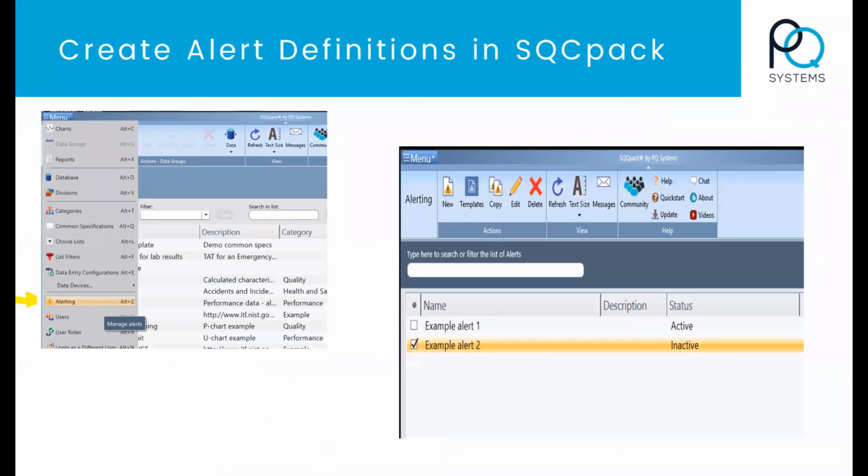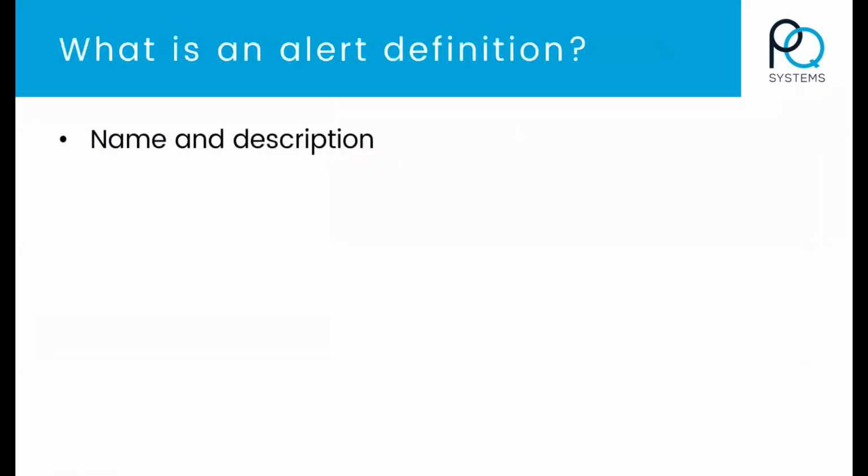So what you do to use the alerting service is create alert definitions. And you do that by selecting alerting from the SQCpack menu. When you do that, you will see your list of alerts that you've defined, and you'll be on the alerting page where you can add, edit, and delete alert definitions. And this is also where you can activate or deactivate alert definitions.